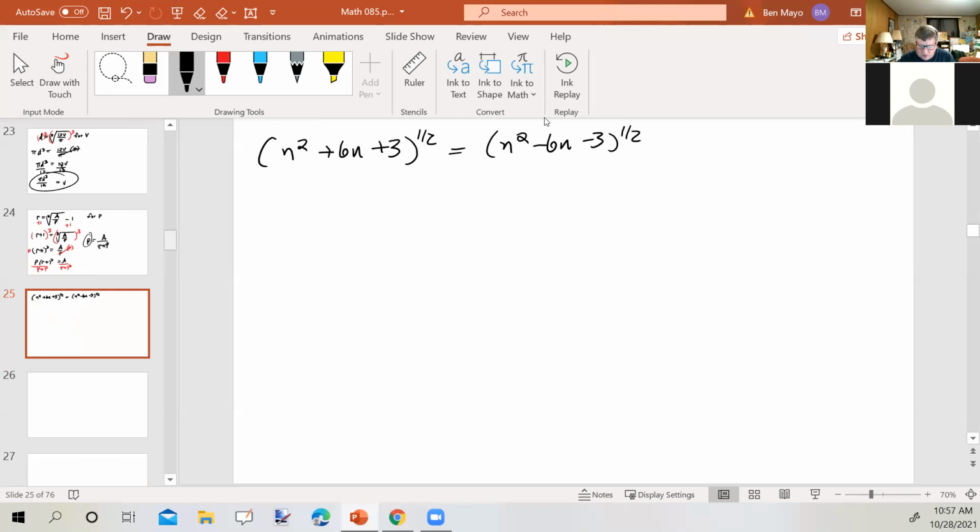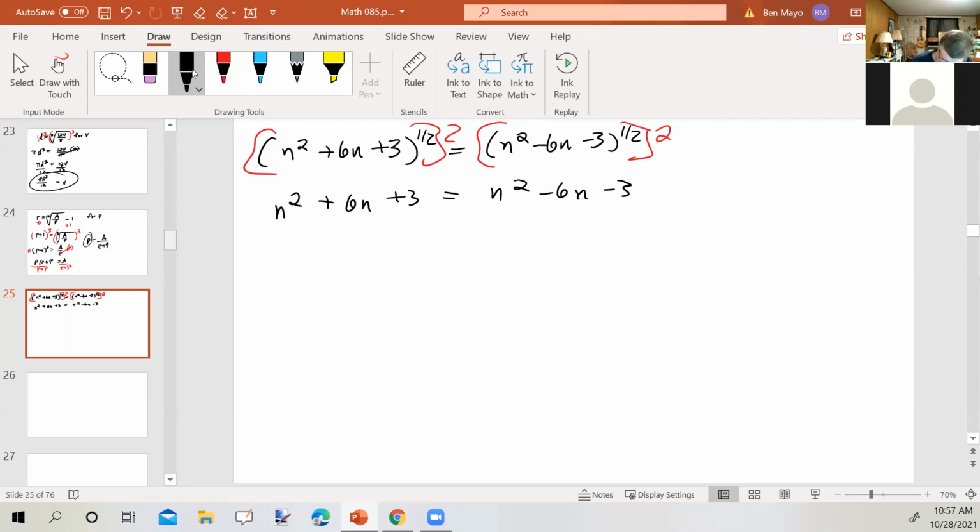But it's just like having the square root of both sides. So we've got two of those, we want them separated, they are separated. So we're going to come back and we're going to square both sides of the equation, which is going to give me n squared plus 6n plus 3 equals n squared minus 6n minus 3. Well, this is a second degree equation. And we haven't learned yet how to solve that.